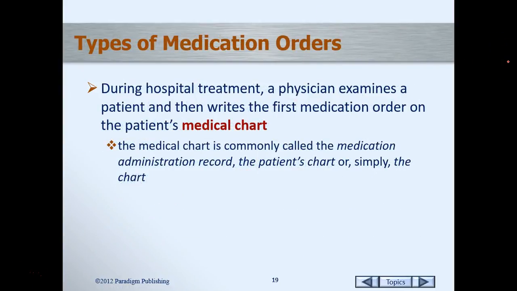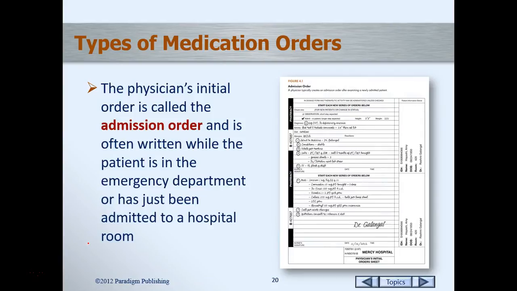During the hospital treatment, the physician examines the patient and then writes the medication order on the patient's medical chart. That's also known as the medication administration record, the patient's chart, or simply the chart. So the physician's initial order is an admission order, usually written while the patient's either in the emergency department or if they've just been admitted.